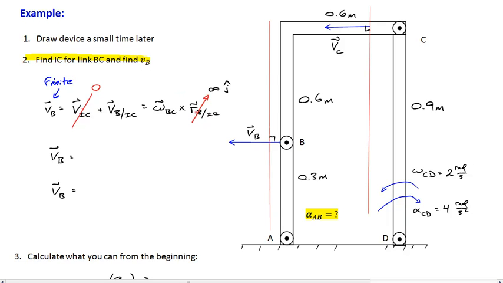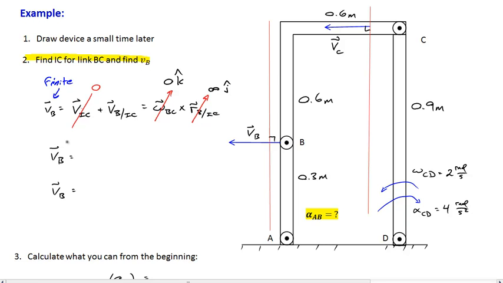And so because the position of B relative to the IC is infinity, this is finite. That means that the omega, the rotational velocity, has got to be 0. If it wasn't 0, then we'd find out that VB was infinite. So it's got to be 0 in the k-hat direction. So I'll continue along this line.